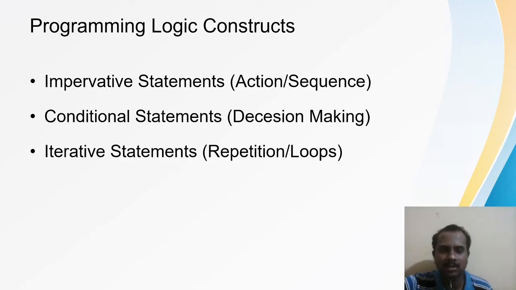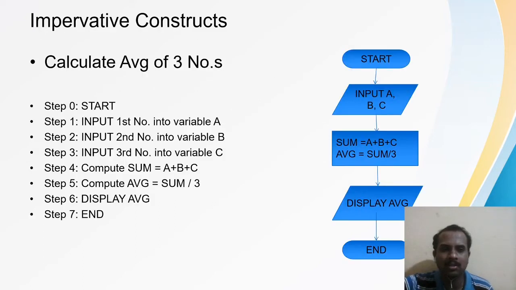Programming logic constructs are the principal constructs. We have around three logic constructs present. First one is imperative statements, action or sequence; conditional statements, decision making or selection; iterative statements, repetition or loops.